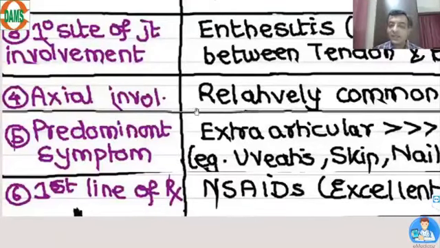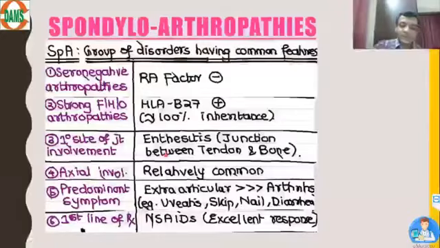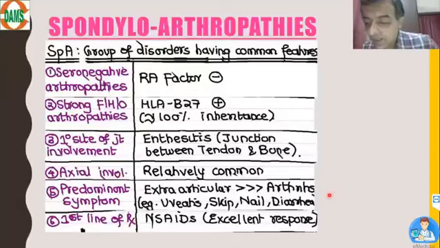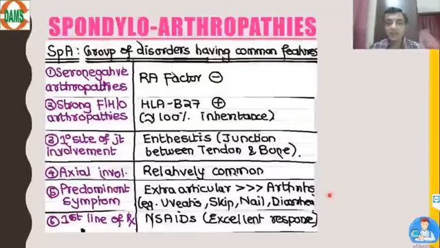Axial involvement is relatively common and the predominant symptom is the presence of extra-articular symptoms more than the arthritis. Very, very important point. So other symptoms come before the joint pain. Recall yesterday's class. What we have written in ankylosing spondylitis before the back pain: 70% go to the ophthal department with recurrent uveitis. So what's the point? Extra-articular symptoms present before the arthritis.